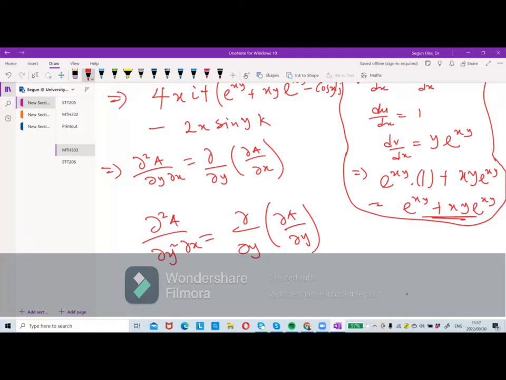So you have the A already, meaning you have the A already over the y. So you differentiate it again, it will give you d squared A over dy squared. Now, the same d squared A over dy squared, you can now differentiate it with respect to x. That would now lead you to this one.